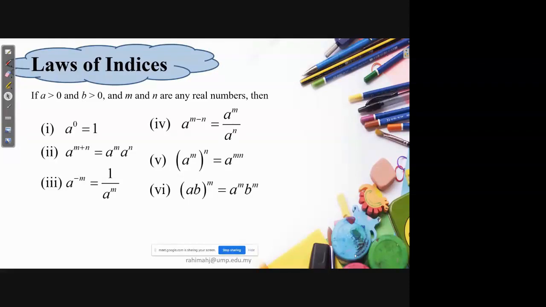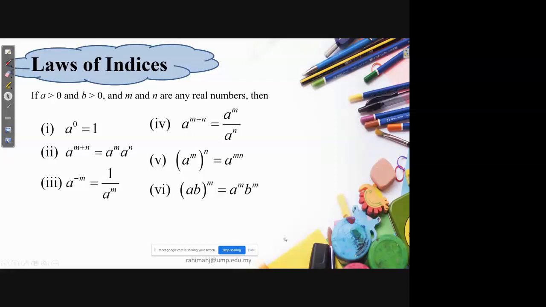specifically in ordinary differential equations. If we want to simplify our terms, we need to know all of this. A to the power negative M is equal to 1 over A to the power M, and A to the power M minus N is A to the power M over A to the power N. A to the power M in brackets, to the power N, is equal to A to the power M times N.